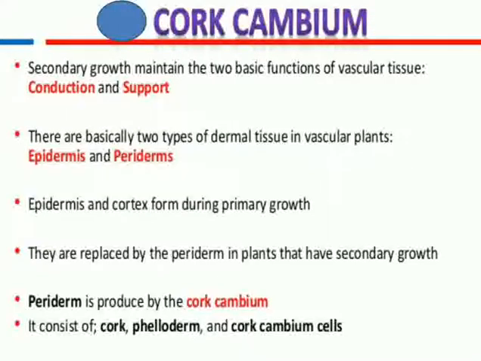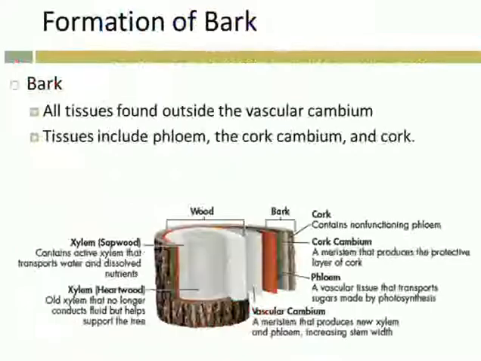There are two basic types of dermal tissues, the epidermis and the periderm. Epidermis and cortex form the primary growth, which are replaced by the periderm, which is also called the cork cambium. It consists of cork, phellogen and the phelloderm, and let us discuss this one by one.